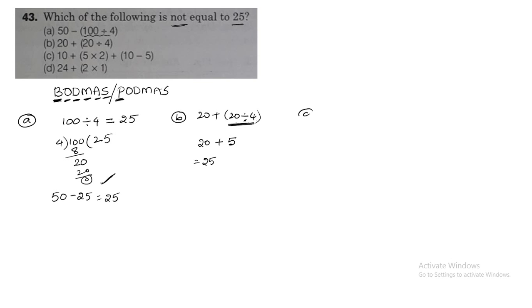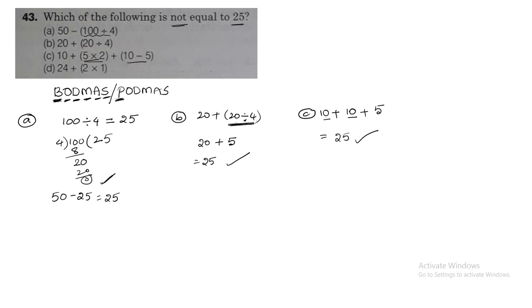Next, moving on to option C. So this is also 25. Then this is also correct. Next, option C. So 10 plus, since we are having a bracket, 5 into 2, so we need to solve that. We are getting 10 plus, and here also we are having one more bracket. So 10 minus 5 is 5. So when you add all these, 10 plus 10 is 20, 20 plus 5 is 25. So this is also correct.